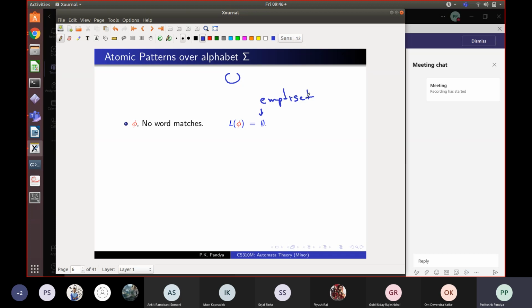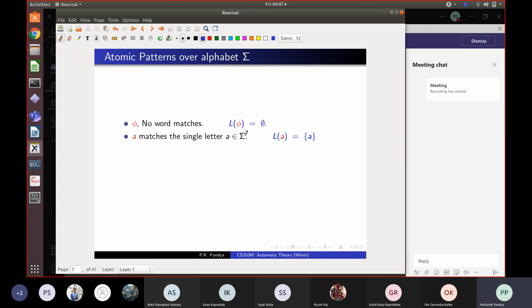Empty set, right? And phi is the pattern expression that we have defined. The language of this red phi is the empty set. That is, there is no word which will be in the language of phi. Phi is the kind of thing that you write down on a piece of paper, and language is something that you calculate mathematically from it. The language of phi is empty. There are no words which match with phi. I hope this is clear.